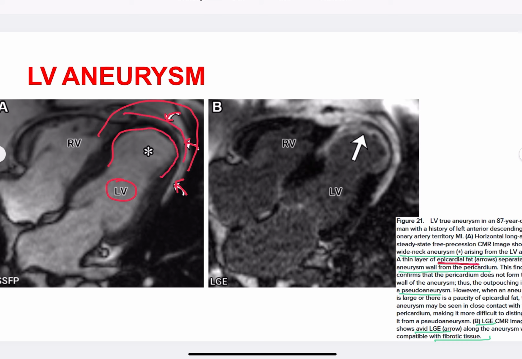Okay, so whenever this epicardial fat is present, its significance is that this is an example of an aneurysm. Okay, because pericardium will form the lining of the pouch in case of pseudoaneurysm. And in the second image we can see there is presence of this late gadolinium enhancement. So this was an example of left ventricular aneurysm.